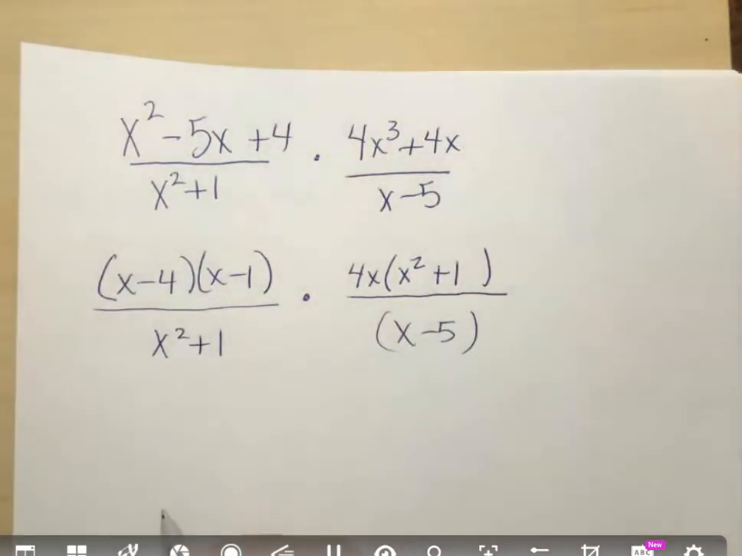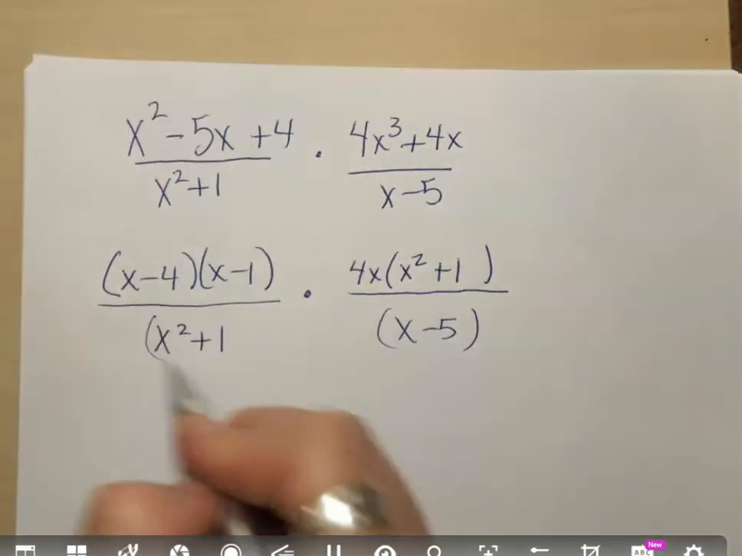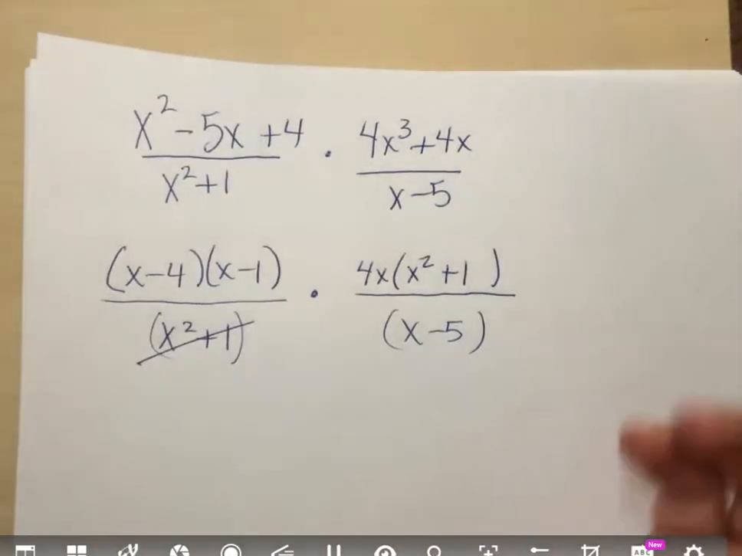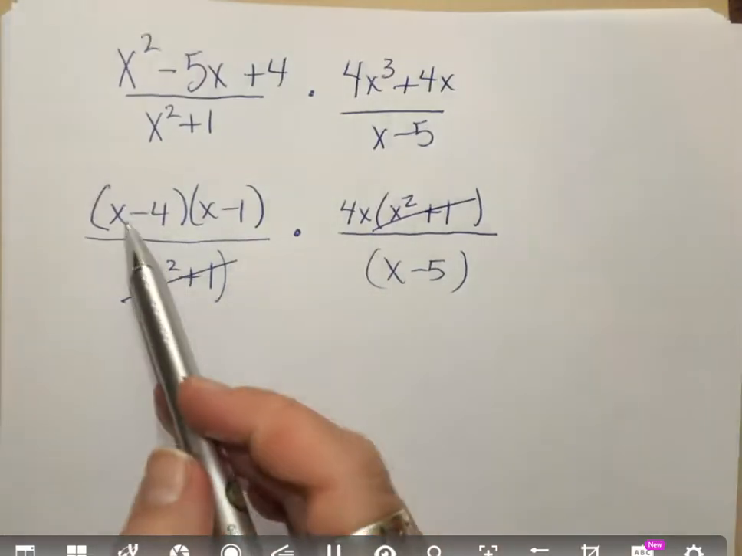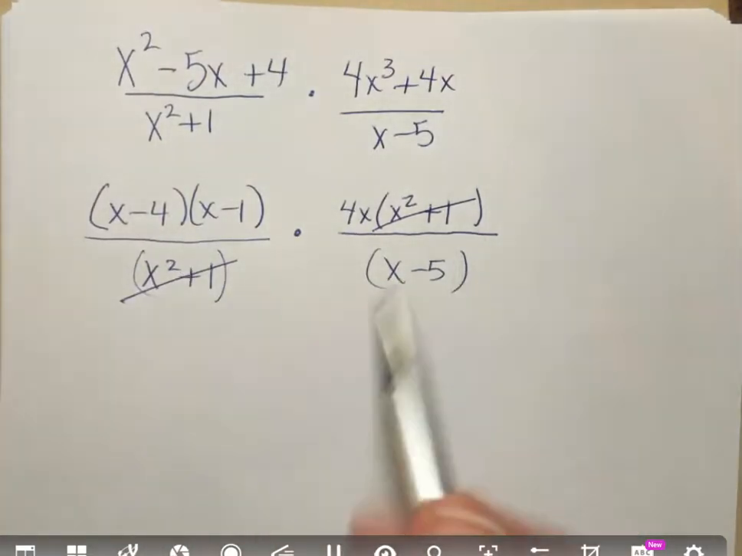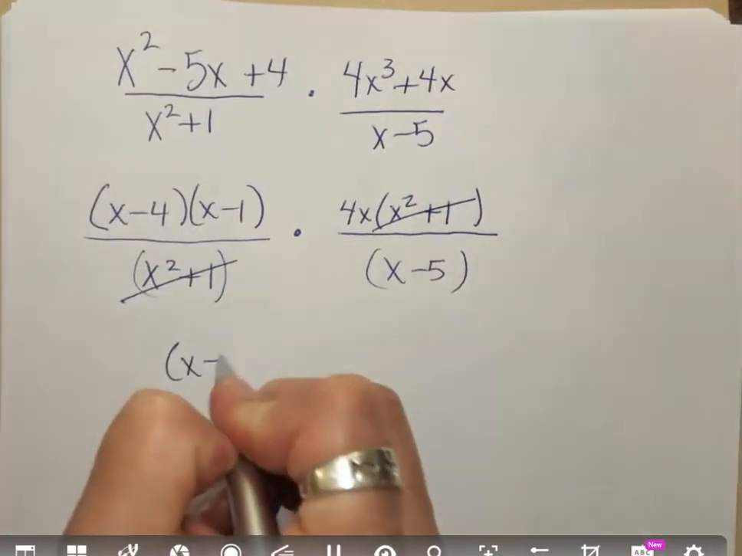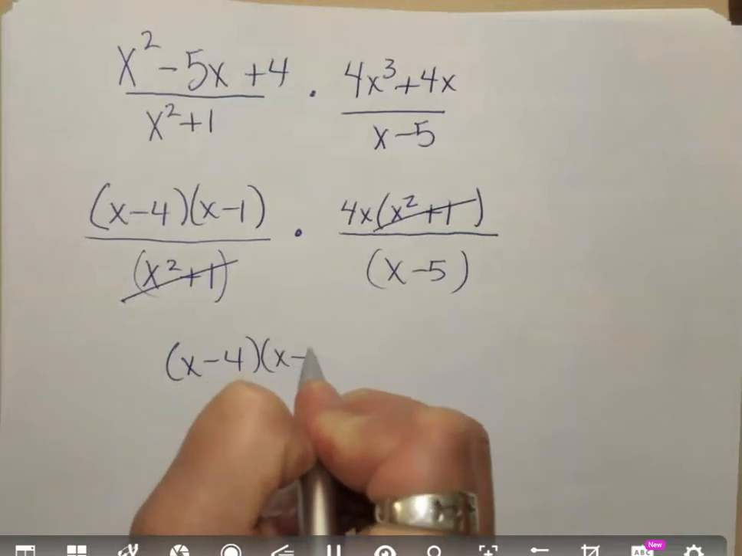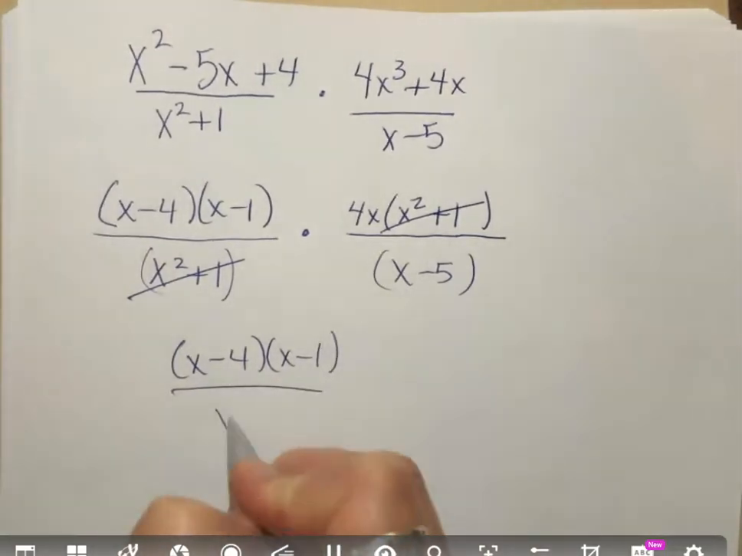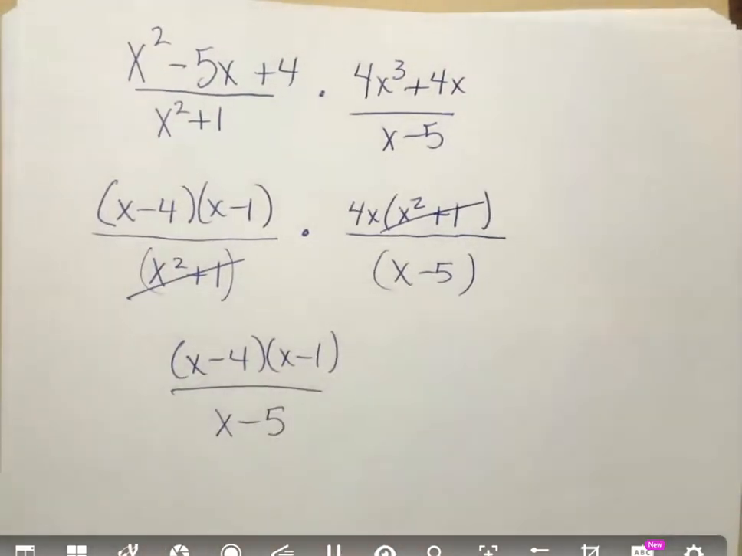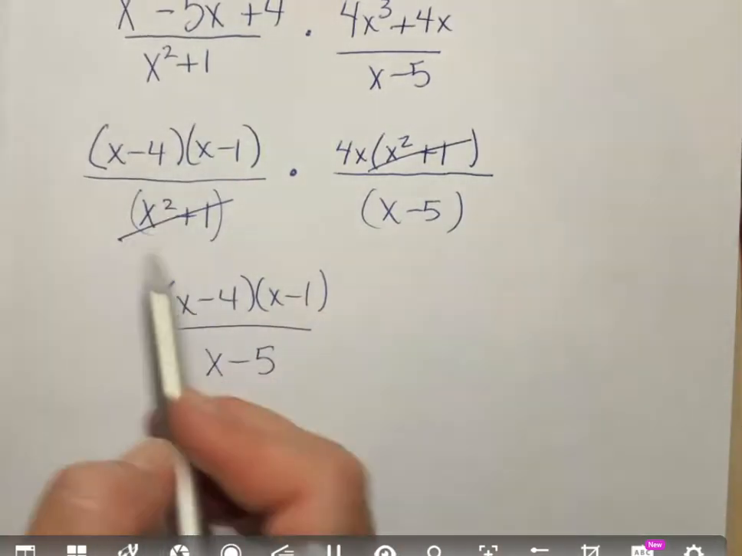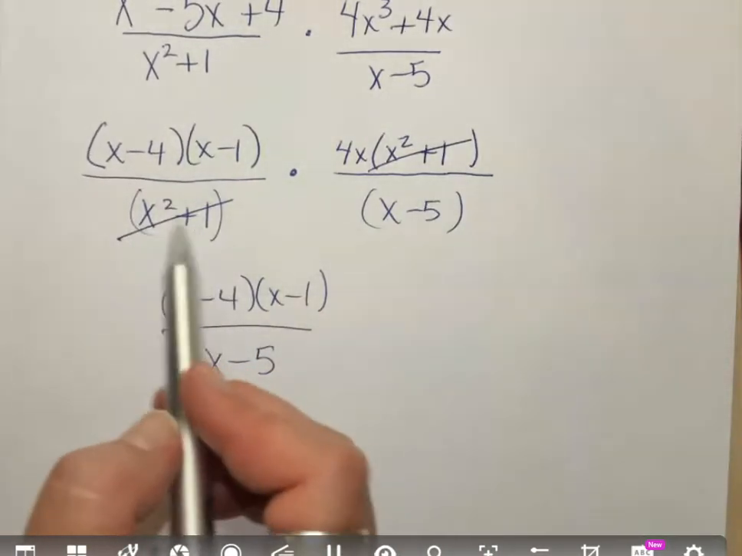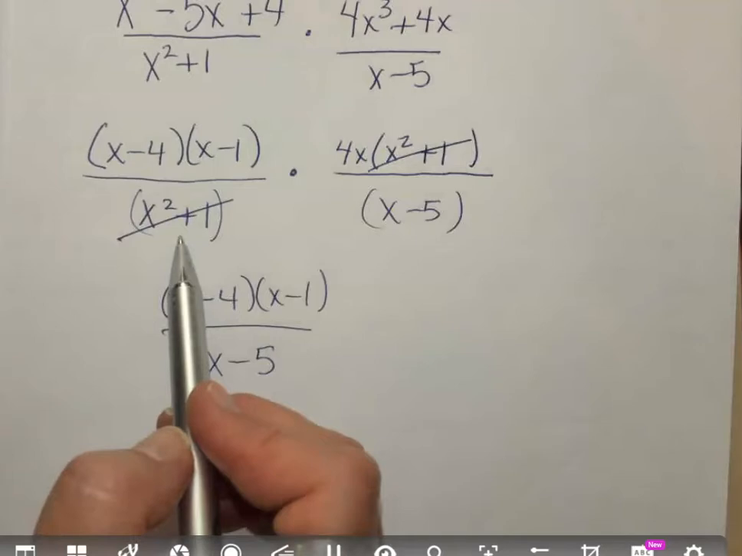So now we can cancel. This is a package deal. I have an x squared plus 1 and an x squared plus 1. Nothing here is going to cancel out. So I have an x minus 4, an x minus 1, and an x minus 5. Now, this is going to give me an irrational, or this is going to give me a complex number, if I were to set that equal to 0 and solve.